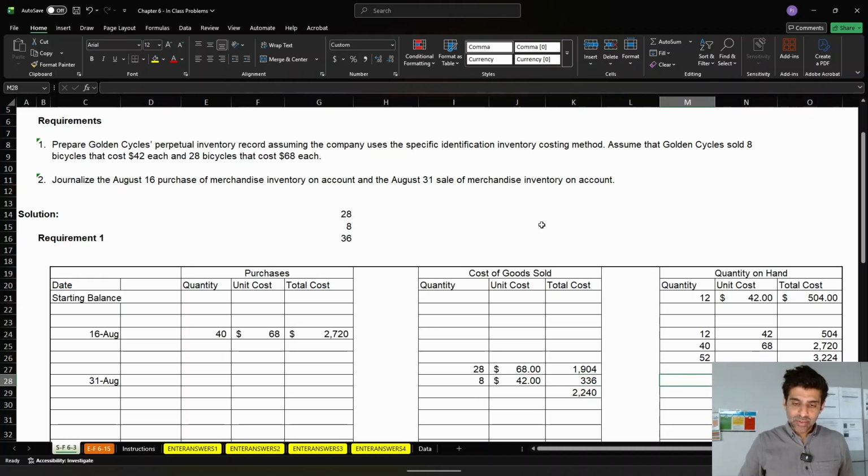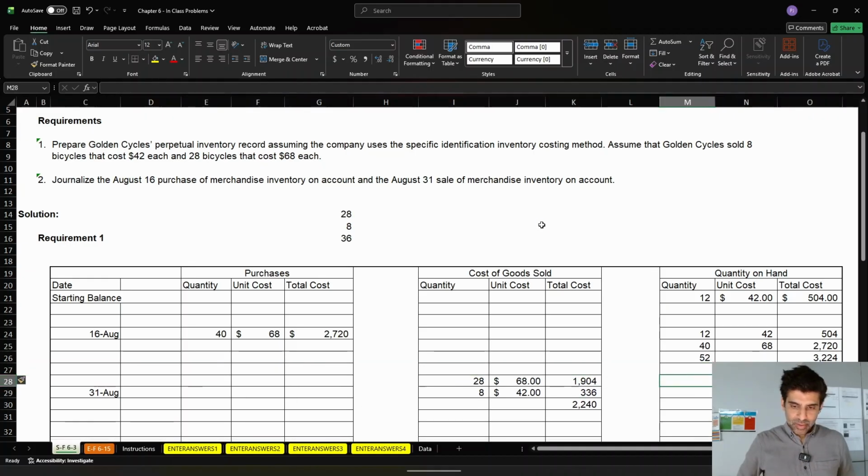So what do I have left over? Let's get our ending inventory balance. We had 40 of these units. We sold 28 of them. That leaves 12 of these $68 units. And we started with 12 and we sold 8 of the $42 units. So we have 4 of those left. The total value of the inventory ending balance is $984.